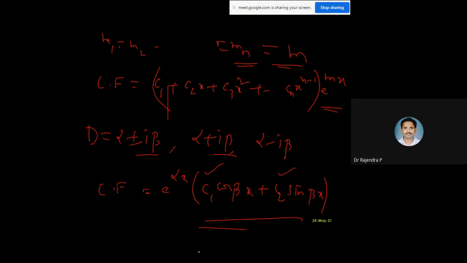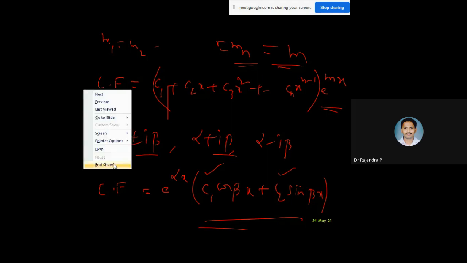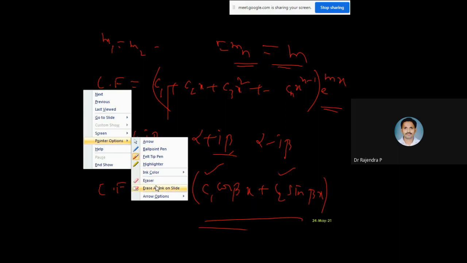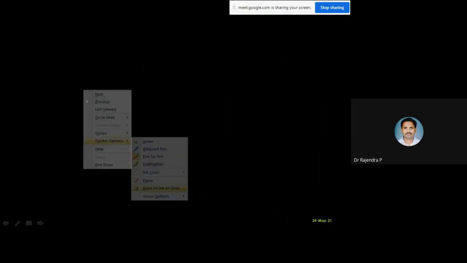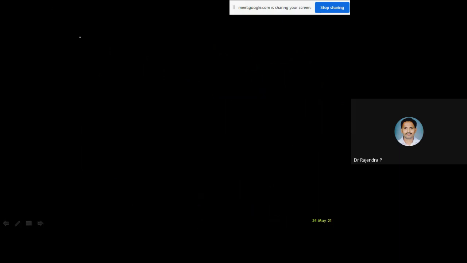Can I take one more? Okay, so let me see one simple example. You also have to try to tell me. I have to solve this particular problem: d to the power of 4 y by dx to the power of 4 is equal to m to the power of 4 y. So this is my differential equation.